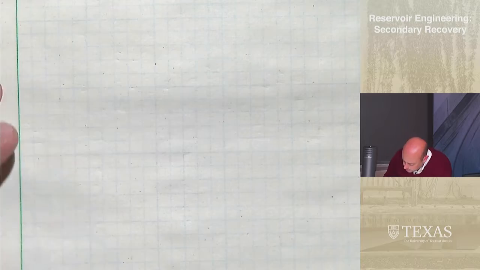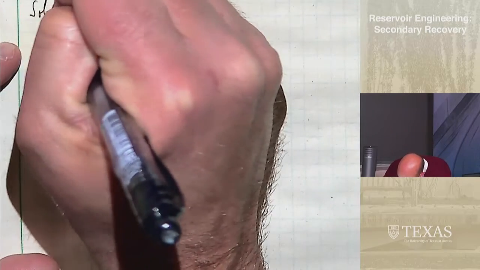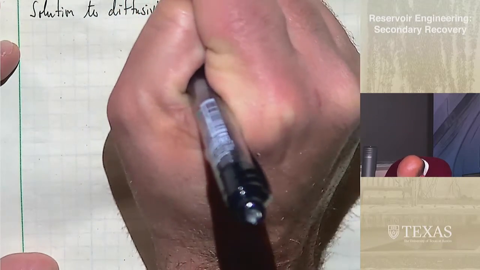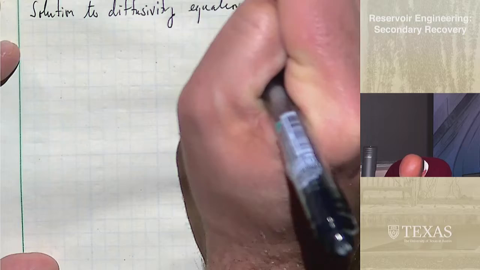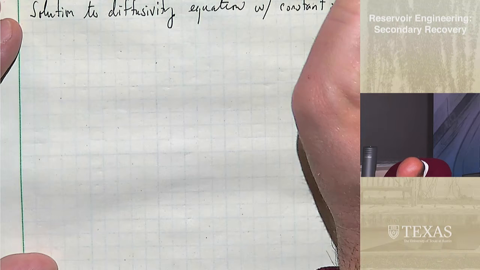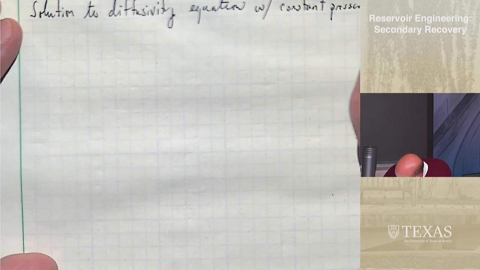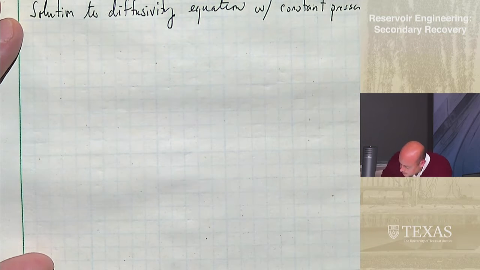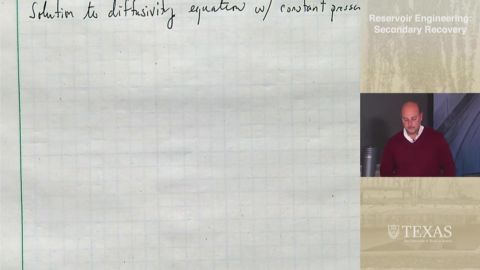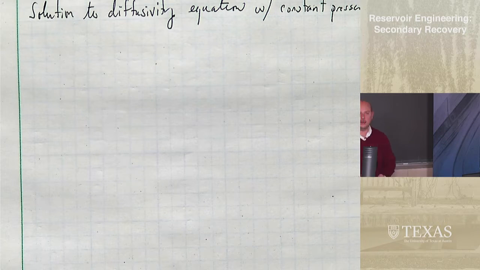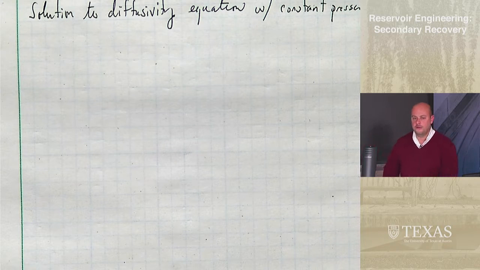So we need a solution to the diffusivity equation with constant pressure in the inner cylinder, which for us is the reservoir. The outer cylinder is the aquifer. Okay, so P is equal to a constant. Well, in Reservoir 1, I don't think you learned the solution to that. The exponential integral solution was hard enough. The solution for this is even more complicated.